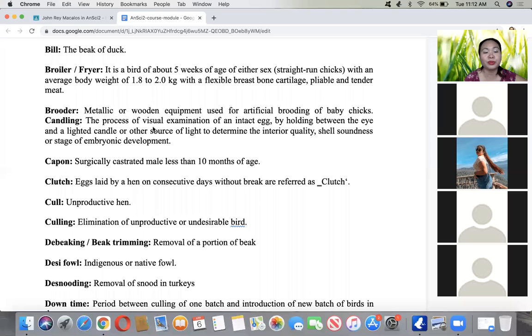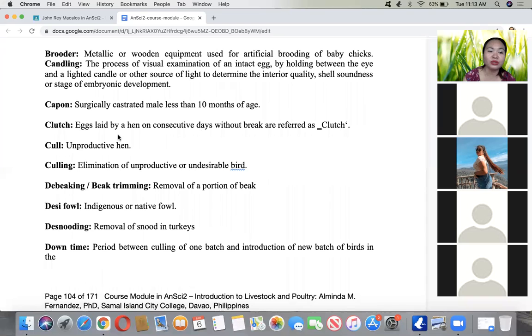And candling is the process of visual examination of intact egg by holding between the eye and a lighted candle or other source of light, to determine the quality or shell soundness of the stage of embryonic development. So, I have a specific video to show you on this. So later. And we call capon if they are surgically castrated male less than 10 months of age.